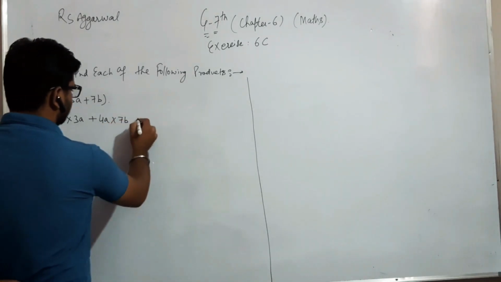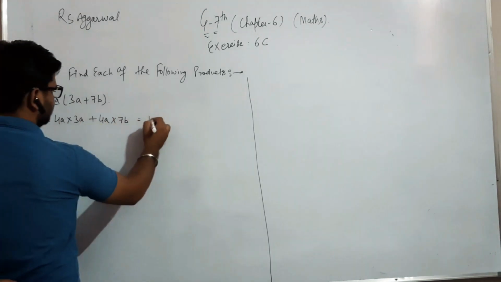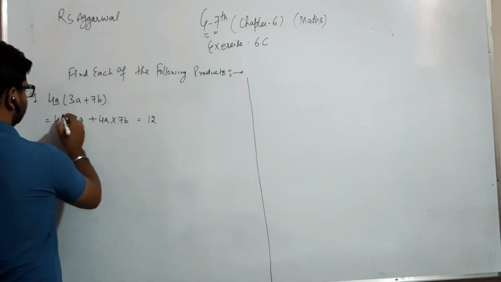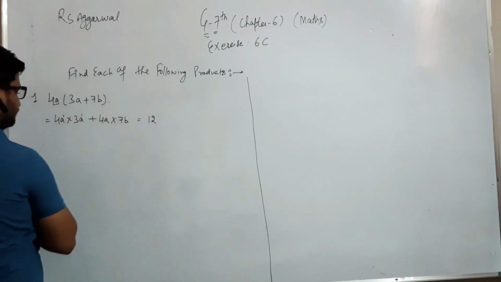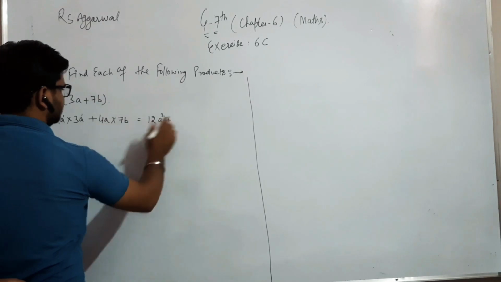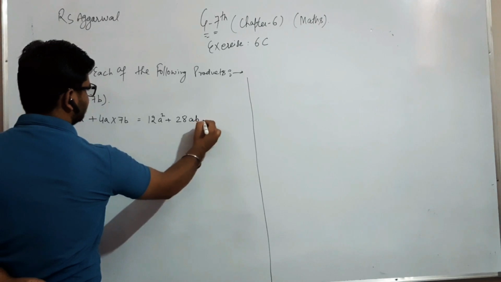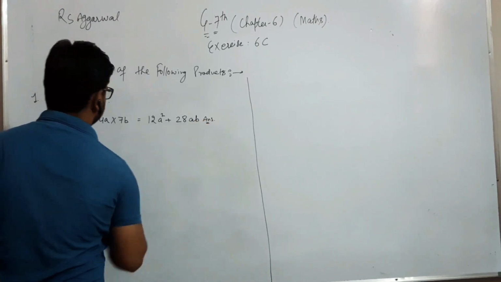Okay, so we know that first we multiply the constants. 4 into 3 is 12, and a raised to power 1 times a raised to power 1 is a raised to power 2, plus 7 fours are 28, and a into b is ab. So this is the answer of the first question.